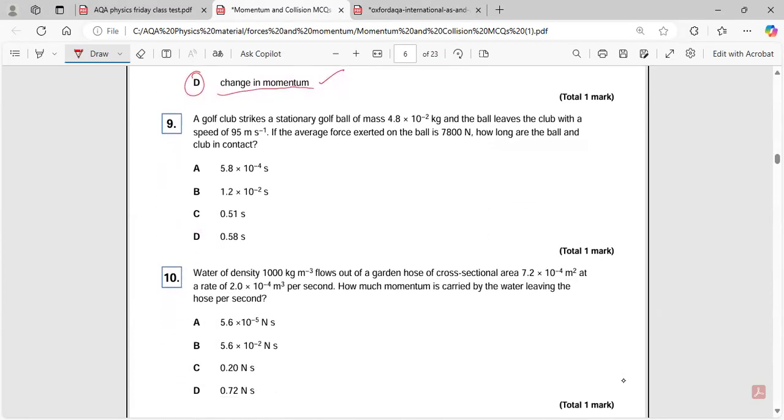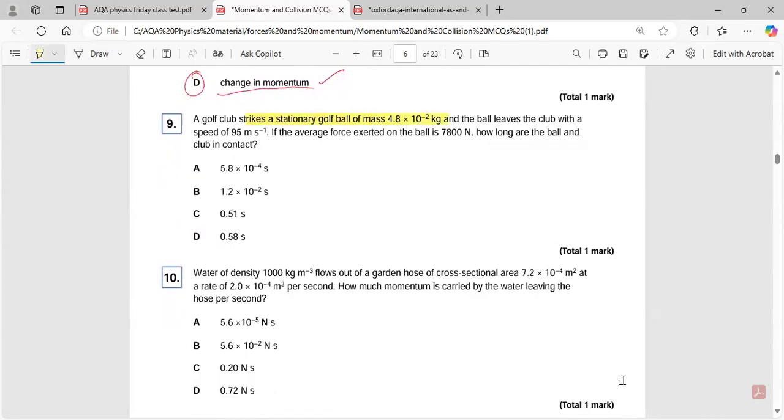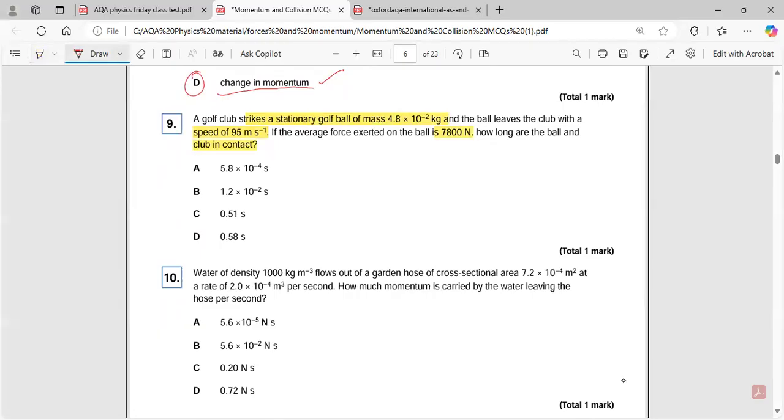Question number 9. A golf club strikes a stationary golf ball of mass 4.8 times 10 to the minus 2 kg and leaves the ball with a speed of 95 meters per second. The average force exerted on the ball is 7,800 Newton. How long are the ball and club in contact? Okay, so this is the ball and this is, let's say, the club stick, and it hits it with a force of 7,800 Newton, and it flies off with a speed of 95 meters per second, and you have to tell how much is their contact time.